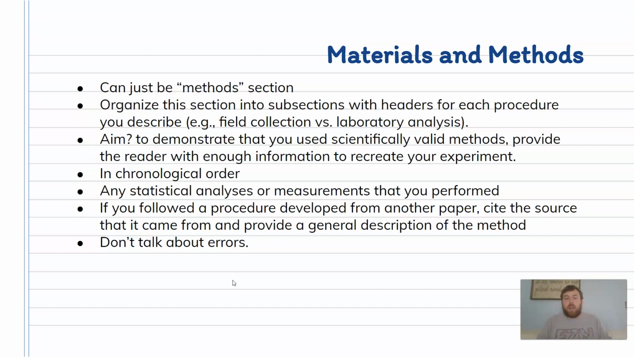Okay. If you followed a procedure from another paper or kind of piggybacked off something in the past, you should cite the source that it came from and provide a general description of the method overall. But you don't have to go into detail past what they did, as in try to infer what that previous paper did and set it up in your paper. Okay. You are essentially giving them the avenue of how you came to do the things that you did, but you don't necessarily need to repeat every word that they said.